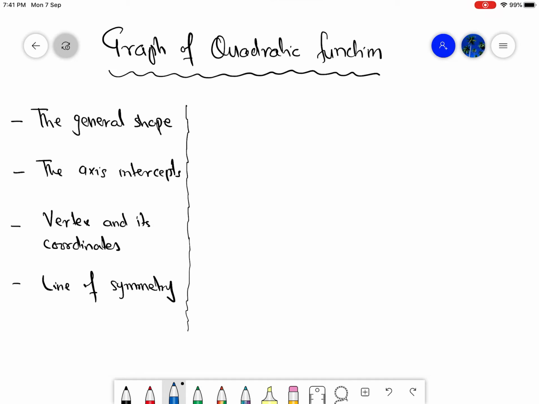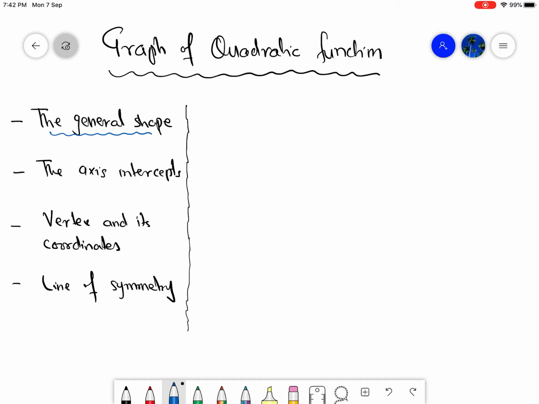Today we are going to look into the graph of a quadratic function and the different terminologies associated with that graph. We will also see how to sketch the graph of a quadratic function from its equation. So let us start.